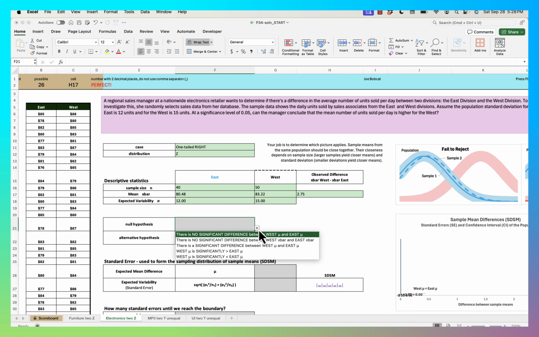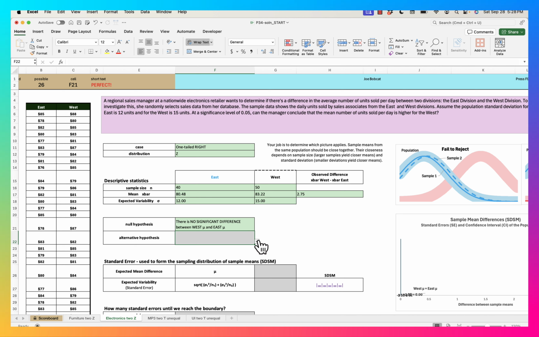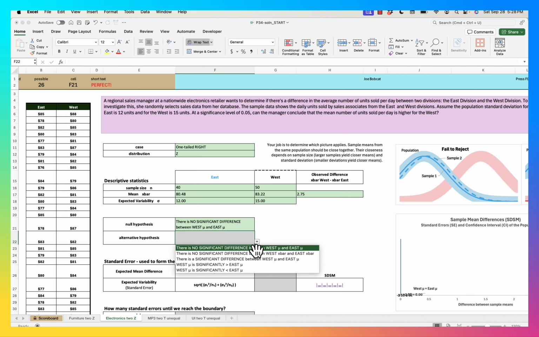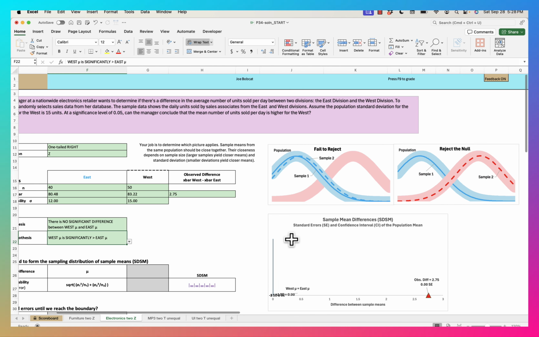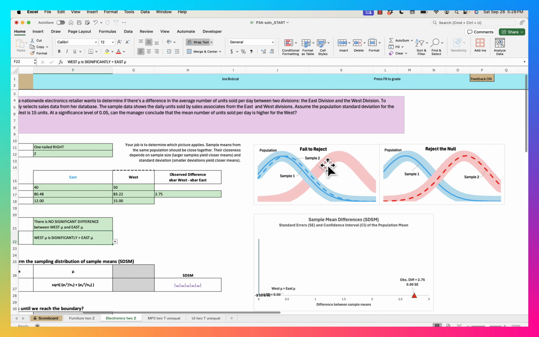So the null hypothesis is that there's no significant difference between the two populations, East and West, and the alternative is that the West is significantly higher than the East. Going back to our picture, the null hypothesis is here. They both belong effectively to the blue population. And if we reject the null, we're saying no. The West, which is the second one, the dashed line, is part of a different population that's bigger.